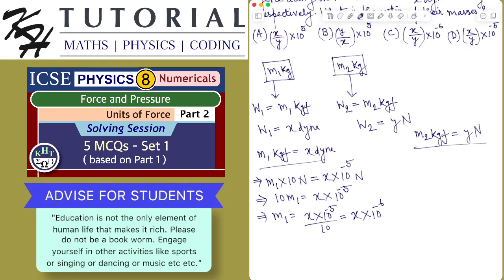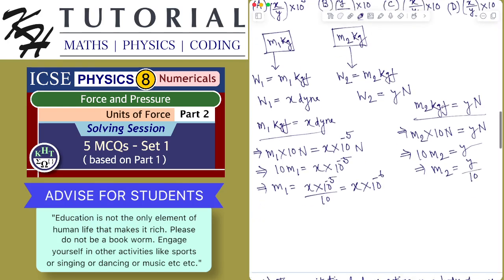Okay. Similarly, on the right hand side for the second body, m2 kgf will be equal to m2 multiplied by 10 Newton. I have y Newton. I will cancel Newton from both sides. I have 10 m2 is equal to y. This implies m2 is equal to y by 10. So I have m1 and m2.